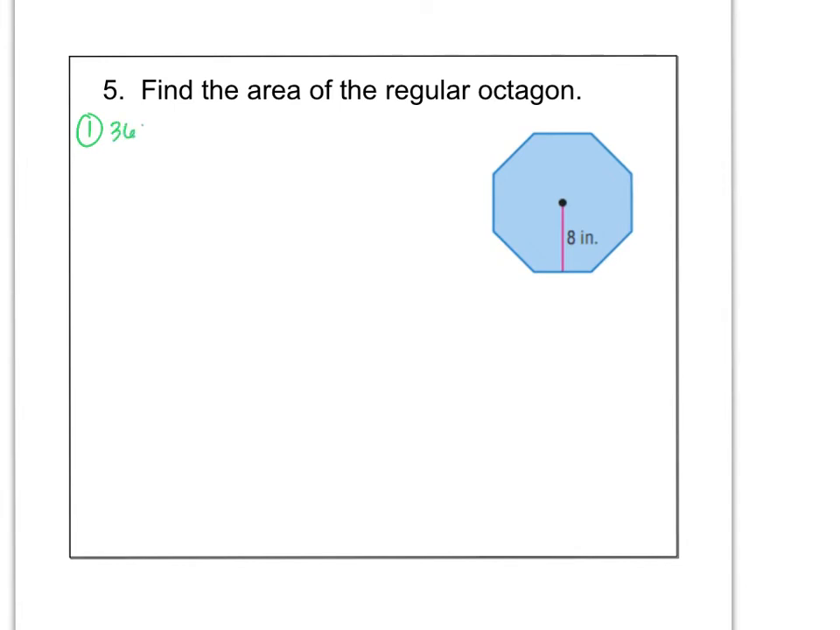So you're going to take 360 and divide by the number of sides, which is 360 divided by 8 for an octagon. You get 45 degrees. Now what you just figured out is this angle right here is 45 degrees. But our second step is to take that 45 degrees and cut it in half. Why do we do that? I'll show you. So we cut it in half, we get 22.5. Cut it in half right here.